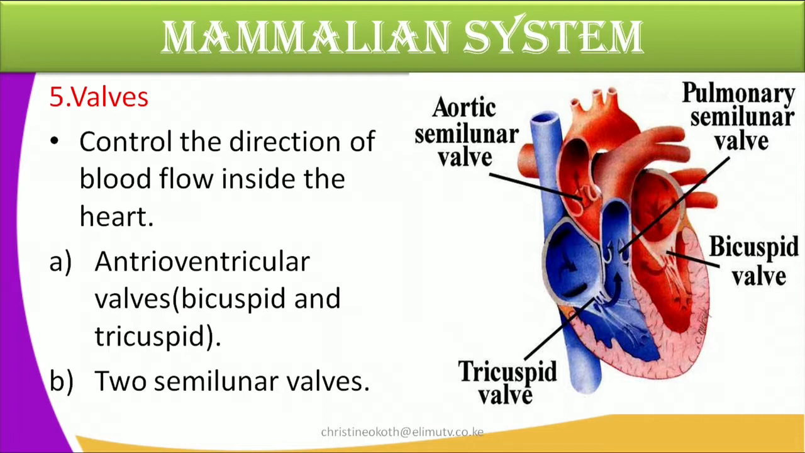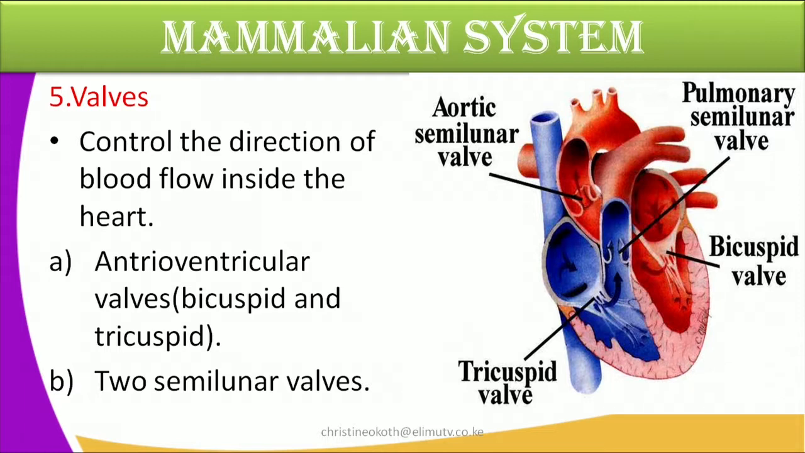Another visible structure that we may observe in the mammalian heart is the valves. So the main function of the valves is to control the direction of blood flowing inside the heart. Rather, they make sure that there's no backflow of blood from one chamber to the other.